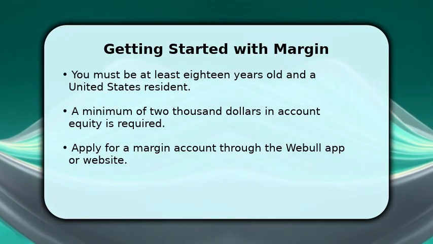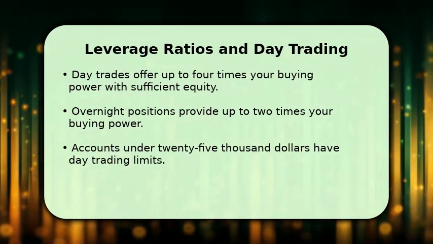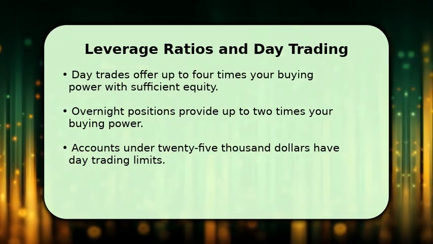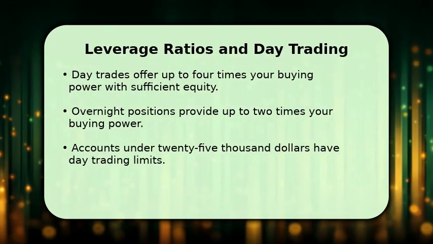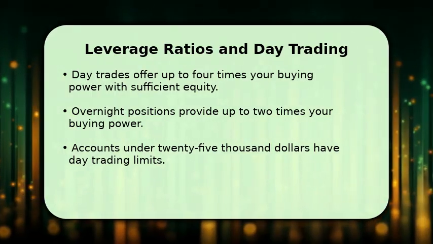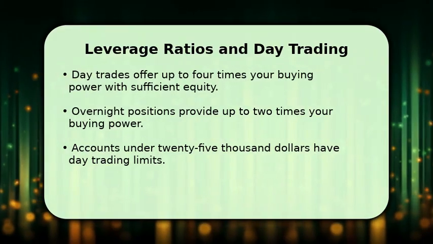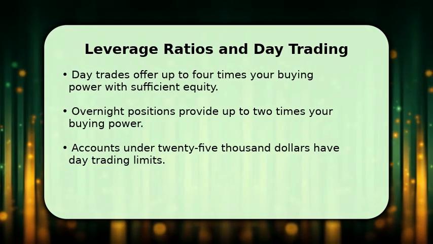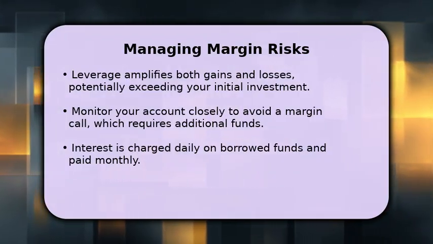Webull offers different leverage ratios depending on your trading activity. For day trades, you can access up to 4 times your buying power, meaning a $1,000 account could trade up to $4,000. For positions held overnight, this leverage is typically 2 times. Be aware of the pattern day trader rule. If your account equity is below $25,000, you are limited to 3 day trades within a rolling 5 business day period.